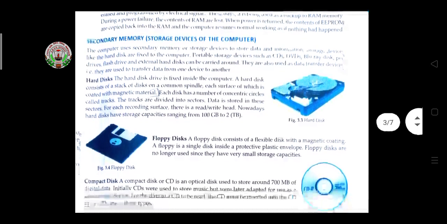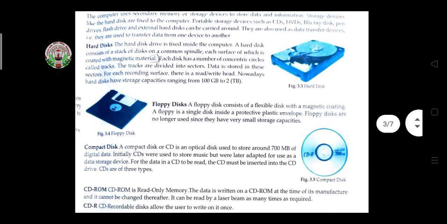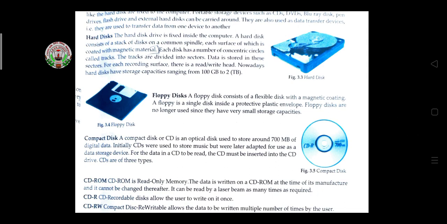Then the floppy disk. A floppy disk consists of a flexible disk with a magnetic coating. A floppy is a single disk inside a protective plastic envelope. Floppy disks are no longer used since they have very small storage capacities. So nowadays we are not using the floppy disk, because in a floppy disk we can store very little data. This floppy is a single disk inside a plastic envelope.